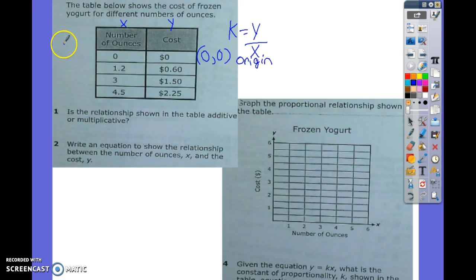For the next ordered pair, we have 60 cents divided by 1.2 ounces. So 60 divided by 1.2. Remember, when you divide, your divisor has to be a whole number, so you move your decimal one place to the right and bring it straight up. How many times does 12 go into 60? 5 times. 5 times 12 is 60, so you get a remainder of 0. So your answer is 0.5.